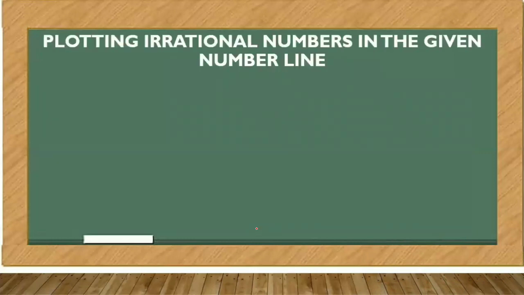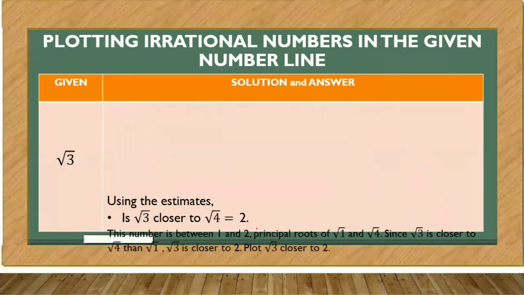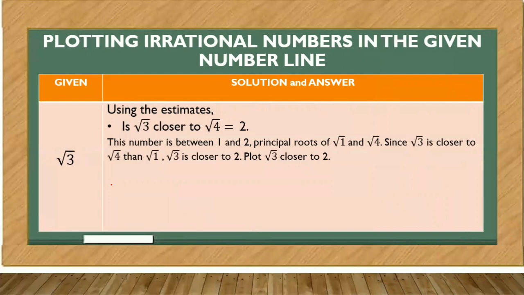Alright, next. Plotting irrational number in the given number line. So magpa-plot daw po tayo ng ating irrational number sa number line. So let's have a square root of 3. Using the estimation, square root of 3 is closer to square root of 4, which is ang kanyang perfect square is 2. This number is between 1 and 2. Dahil si 1, ang kanyang perfect square is 1. And then si 2, ang kanyang square root is 4. So, ibig sabihin, si 4, ang kanyang perfect square is 2.